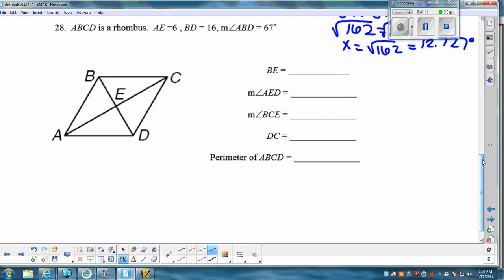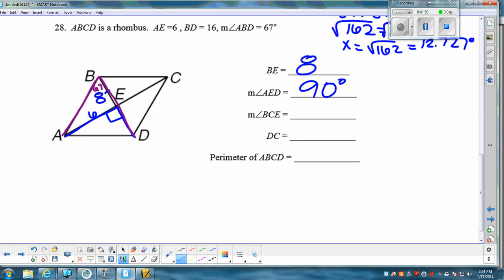28, we have a rhombus and it walks us through each step. We know that BD is 16, which means that BE has to be half of that. So BE is 8. AED, the angle outlined in blue, since it's where our diagonals intersect each other, we know this is 90 degrees. The other information we knew is that AE was 6, and we know that angle ABD, this one outlined here in purple, is 67 degrees.